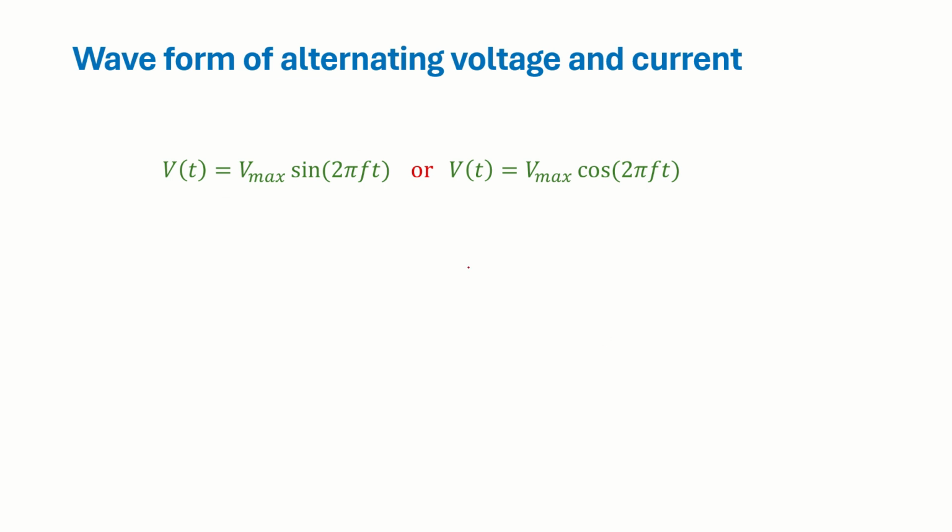We will discuss the equation for the AC current and AC voltage. So, as the direction is reversing periodically, the magnitude is changing with time. So, we can represent it with the help of math, that is the equation. So, the voltage at a time t is given by the maximum value times sin 2 pi f t, where f is called the frequency. We can also represent it with the cosine function, but we follow only the sine in this video.